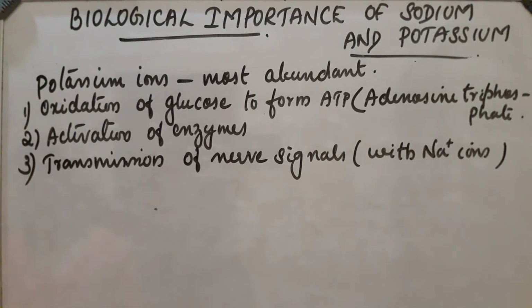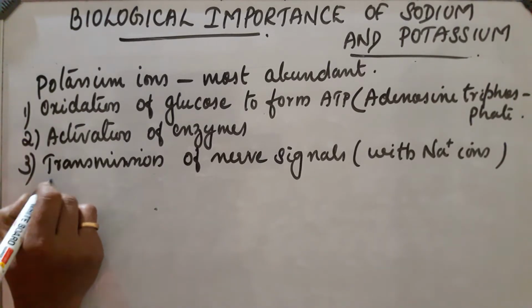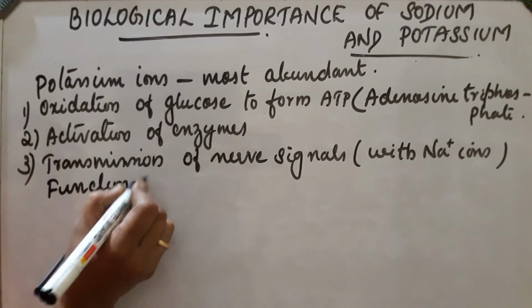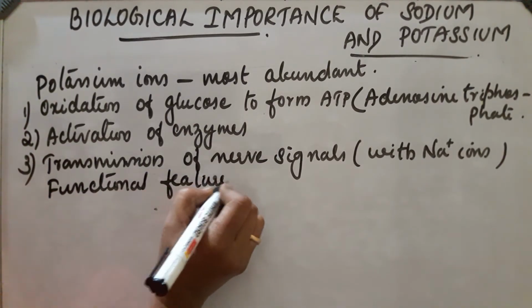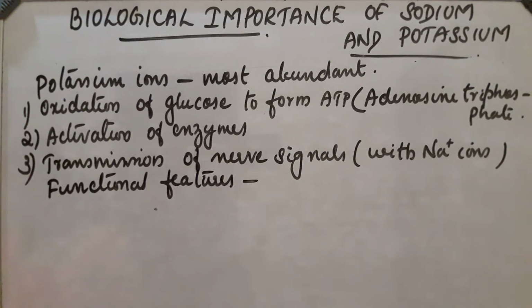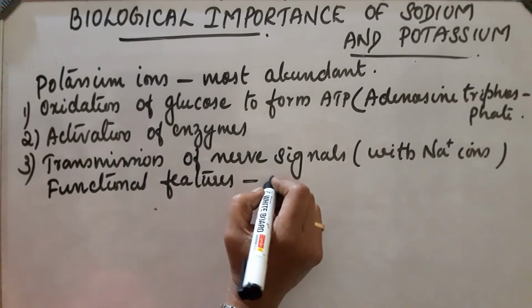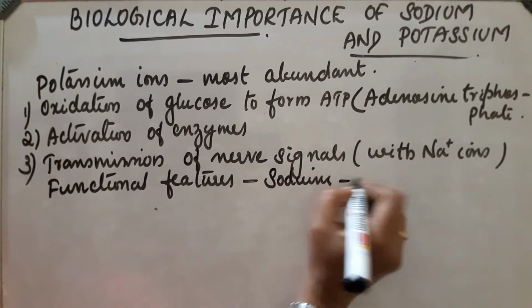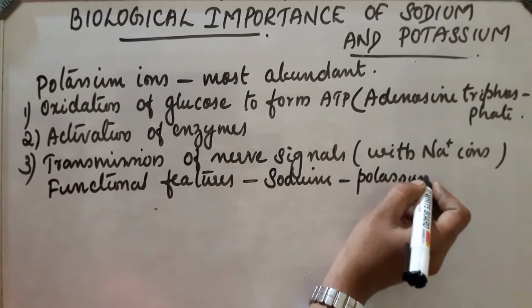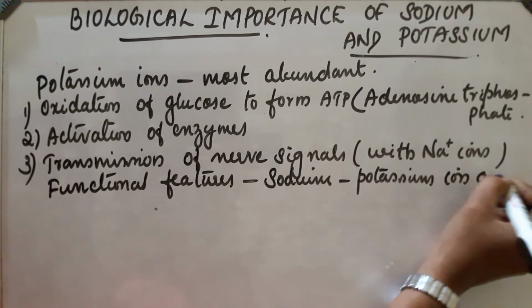There is considerable variation in the concentration of Na+ and K+ ions. They are found on opposite sides of the cell membrane. The functional features of nerve cells depend upon the sodium potassium ion gradient, and this gradient varies.